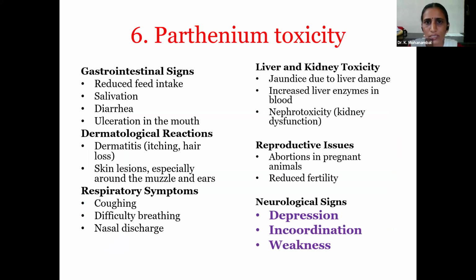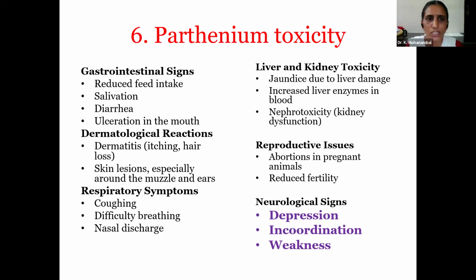And next, the important one is Parthenium toxicity. Parthenium, we all know, everywhere we turn we can see the plant Parthenium, the plant with the yellowish flower. It's like a carrot flower. So that is Parthenium. When the animal ingests a low level of the plant, that is, one or two browsings, it won't cause much effect.